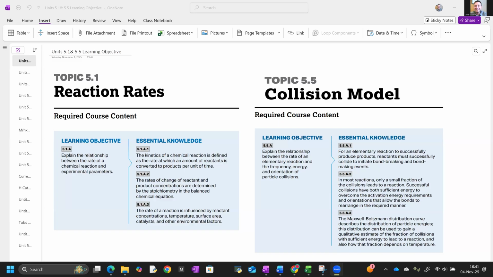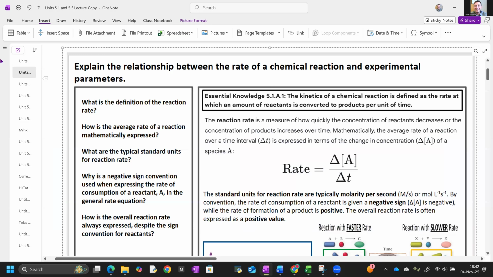elementary reaction. We'll talk about elementary reactions a little bit later on, explain what that is. But we're going to explain the relationship between the rate of a reaction and the frequency, energy, and orientation of particle collisions. And we're going to spend a lot of time on that. And some of these other ideas that you see expressed there under essential knowledge, you should be somewhat familiar with. And so let's go ahead and go to our notes.